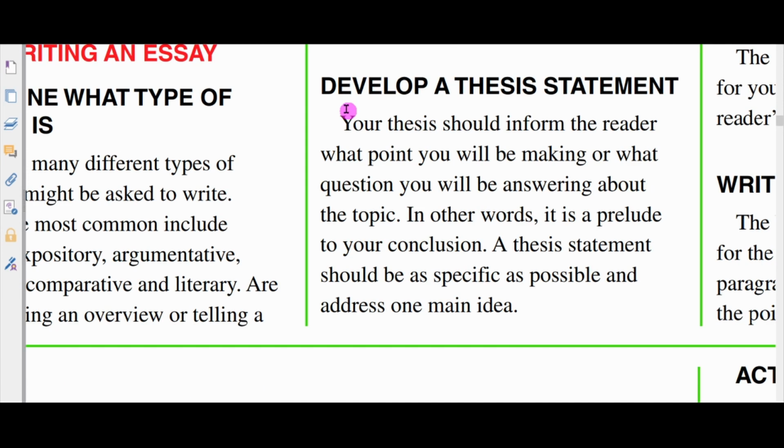So after determining the type of essay, be it narrative, argumentative, comparative, literary, the next step is to develop a thesis statement. Your thesis should inform the reader what point you will be making or what question you will be answering about the topic. In other words, it is a prelude to your conclusion. A thesis statement should be as specific as possible and address one main idea.